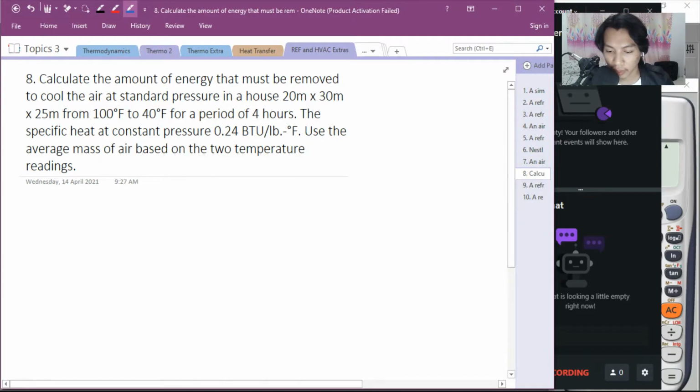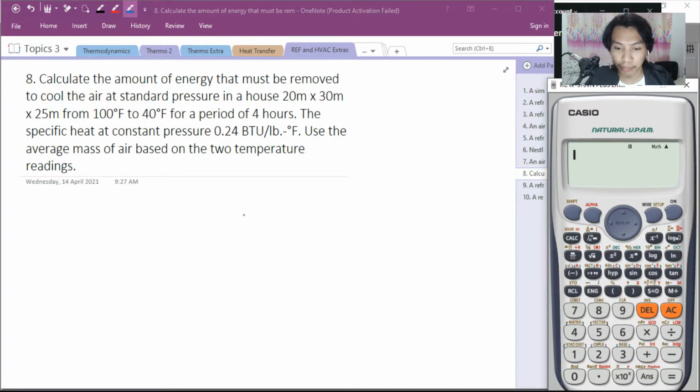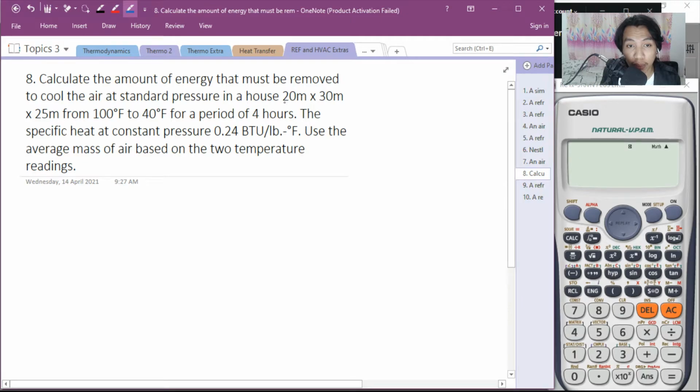Okay? Okay, so ito yung problem number 8. Calculate the amount of energy that must be removed to cool the air at standard pressure in a house. So, given na dito yung volume ng house. Ayan. 20 by 30 by 25 meters from 100 degrees Fahrenheit to 40 degrees Fahrenheit for a period of 4 hours. So, that is yung supply niya for the entire 4 hours. Now, the specific heat at constant pressure is 0.24 BTU per pound degree Fahrenheit. Use the average mass of air based on the two temperature readings.